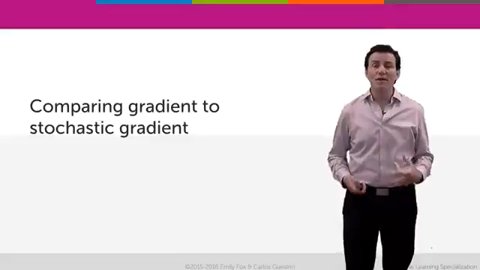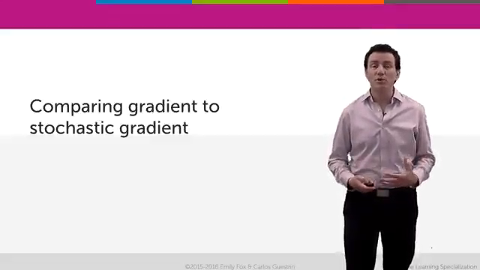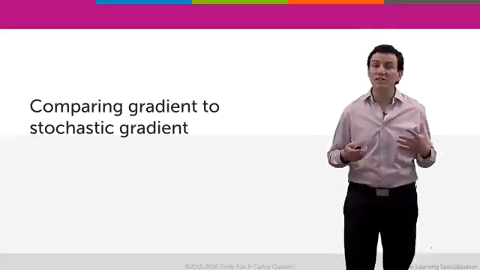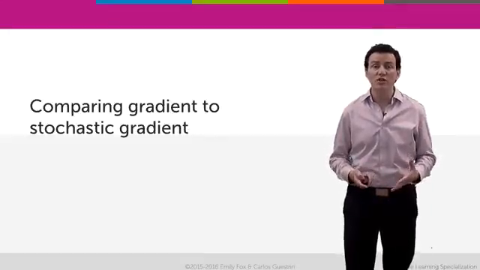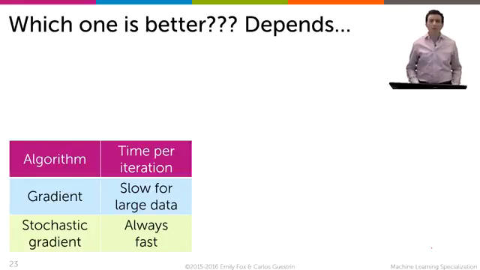Let's take a moment to compare gradient to stochastic gradient to really understand how the two approaches relate to each other. And we see that this very, very small change in your algorithm, in your implementation, is going to make a big difference. So we're going to build out the table here comparing the two approaches, gradient in blue, stochastic gradient in green. And we saw already that gradient is slow at computing an update for large data, while stochastic gradient is fast. It doesn't depend on the data set size.